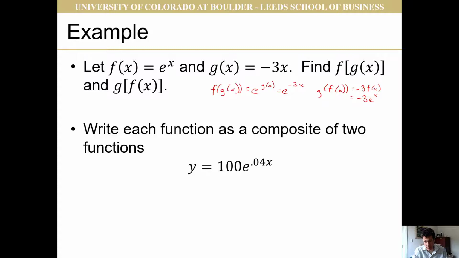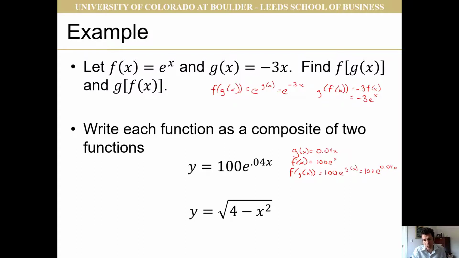So I've got an outer function f and an inner function g. So I'm going to write my inner function is equal to 0.04x, and my outer function is equal to 100 e to the x. And we can see f of g of x equals 100 e to the g of x equals 100 e to the 0.04x. So you can see how we put this function together.